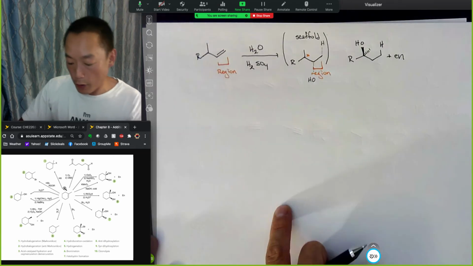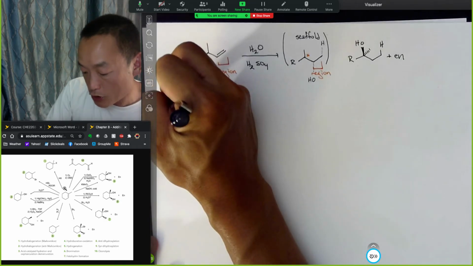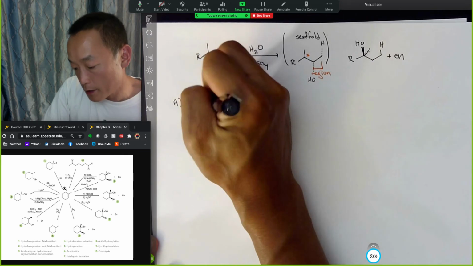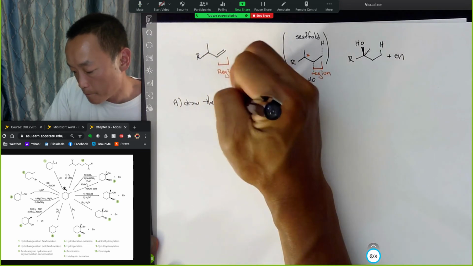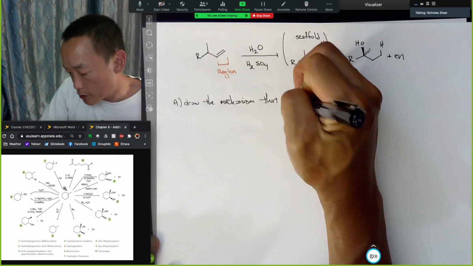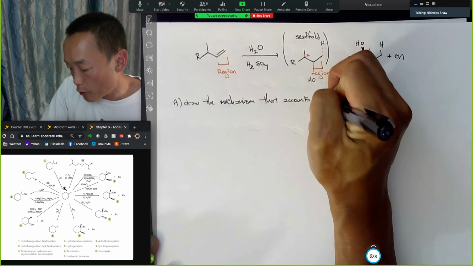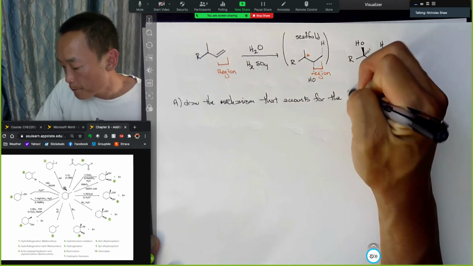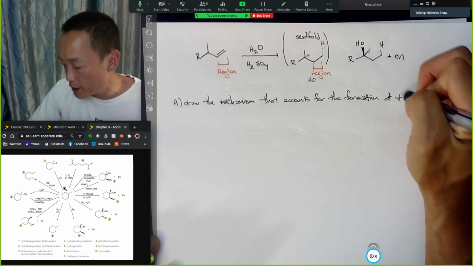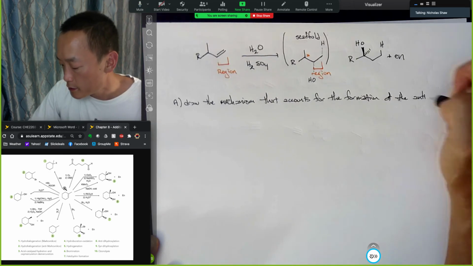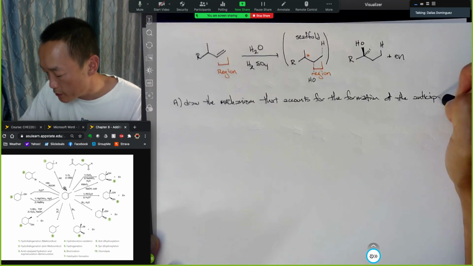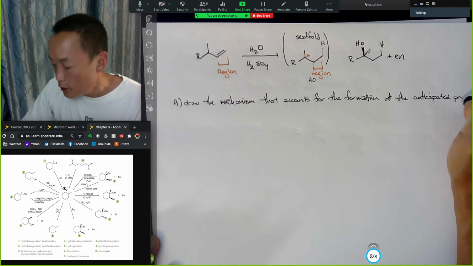And maybe I would write then, question A would be, draw the mechanism that accounts for the formation of the anticipated product. So with something like this, right? Because we would see a hydride shift.